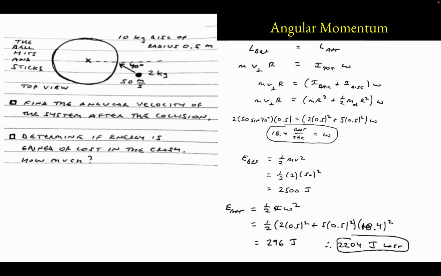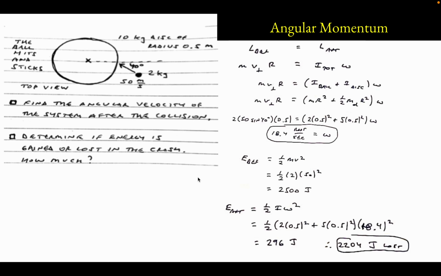Afterwards, everything's rotating, so we can say it has rotational KE of 1/2 rotational mass times rotational velocity squared. Plugging in, you find that you only have 296 joules after the collision. So 2,500 joules coming in, and only 296 remaining. A lot of energy was released as heat and sound, thunk, when this ball hit. So 2,204 joules were lost.